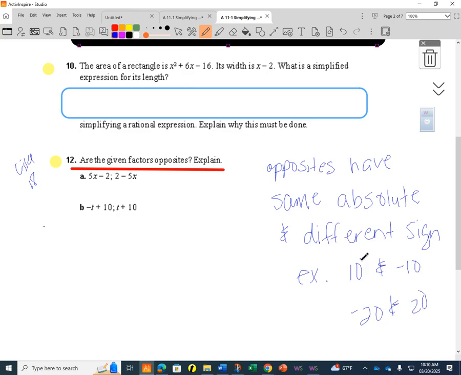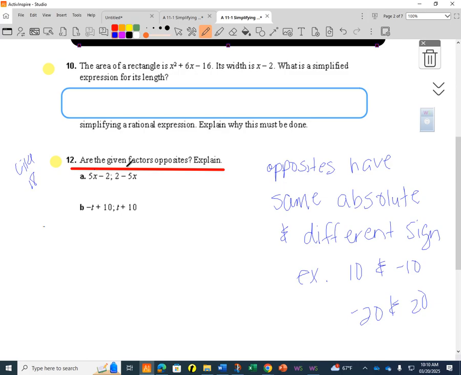If I multiply 10 by negative 1, I get its opposite. If I multiply or divide negative 20 by negative 1, I get its opposite. That's another way to define it. So let's look at these. These have 2 terms. If an expression has more than one term, all the like terms would have to be opposite. So all the terms that have the same absolute value would have to be opposite.